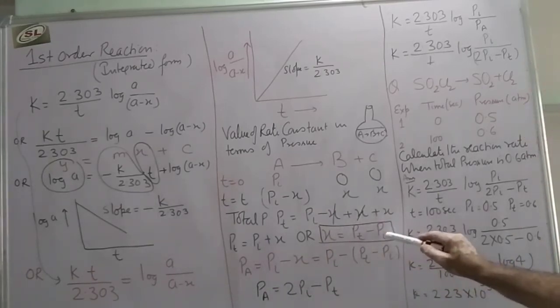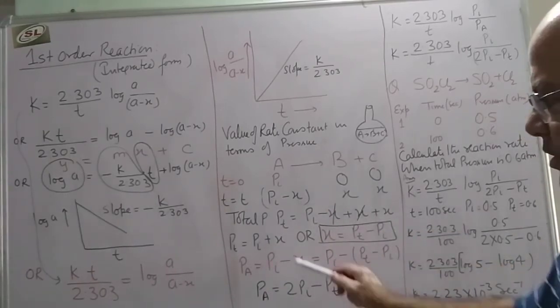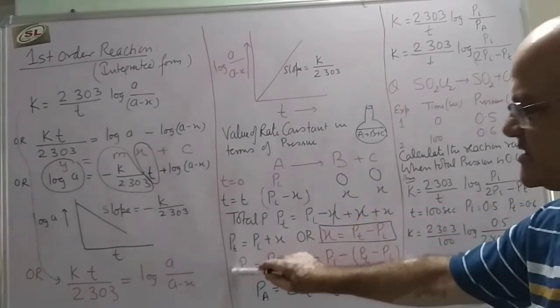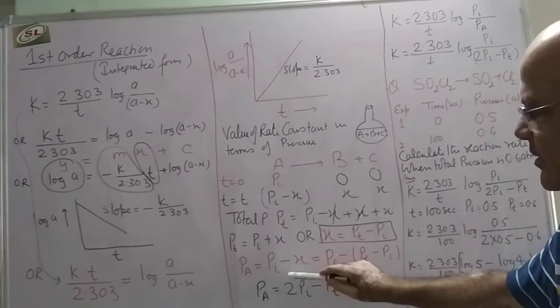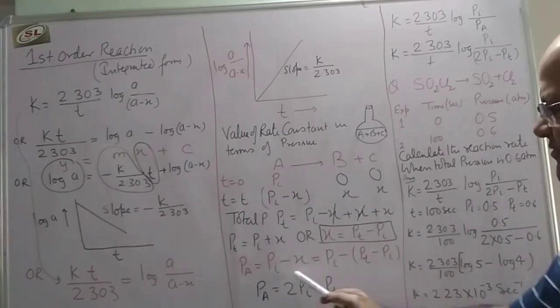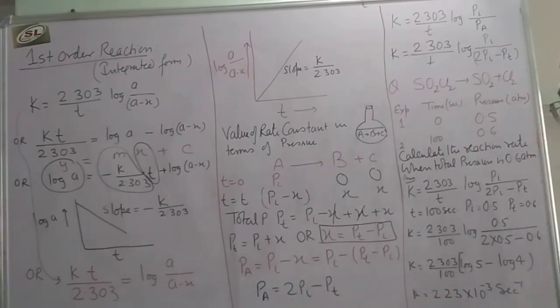This value of x, when we put into the partial pressure of A: Pi − (Pt − Pi), minus minus becomes plus. So Pi and Pi become 2Pi. It will be 2Pi − Pt.